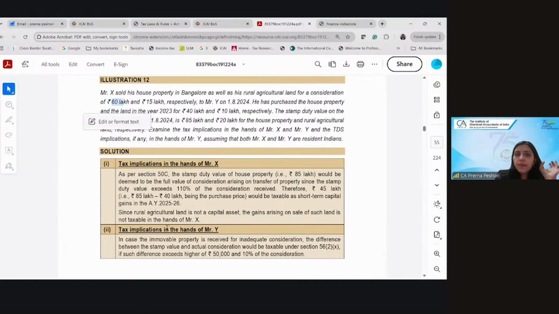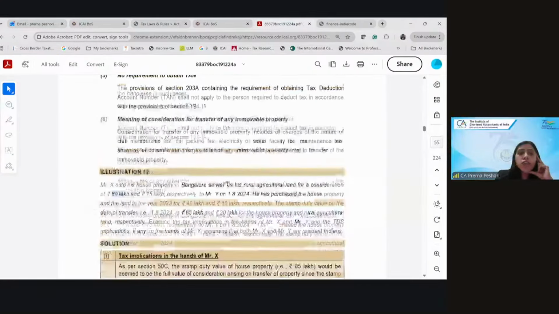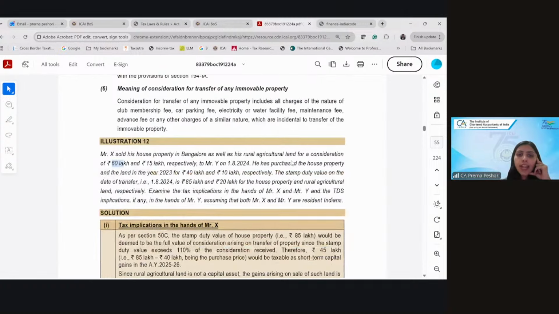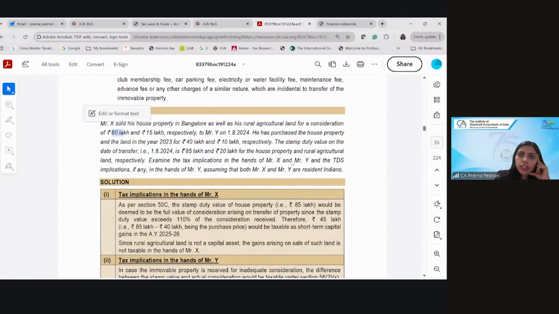Are we clear? What about the rural agricultural land in the hands of X? Non-taxable, ma'am. Rural agriculture. It is not a capital asset, so no capital gain tax. For Y? No TDS also. Because it is rural. But whether 56(2)(10) applies? No, ma'am. Because rural agriculture land.